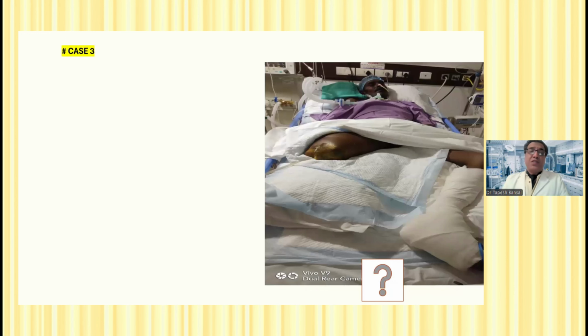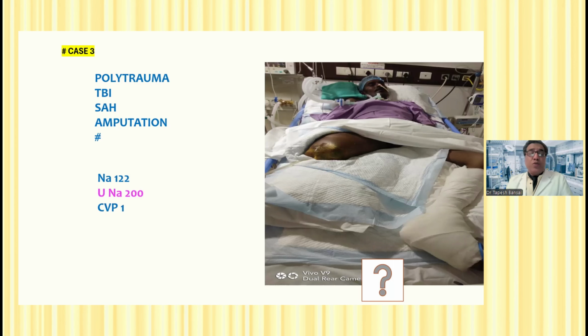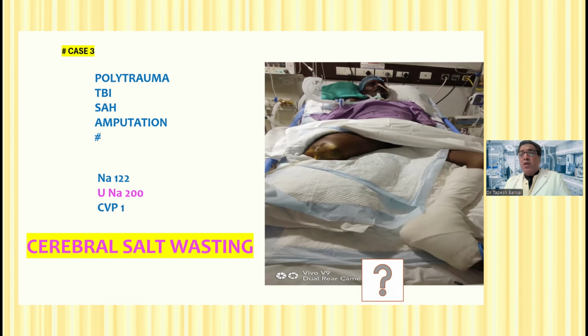Now, moving on, this is another case from our ICU. This is a polytrauma, traumatic brain injury, subarachnoid hemorrhage, amputation. Sodium again 122, urine sodium very high, 200, CP only 1. So what do you think is the cause here? The clue is the patient has traumatic brain injury, subarachnoid hemorrhage. And these patients have a condition called cerebral salt wasting, which is supposedly due to natriuretic peptides, ANP, secreted by the brain.